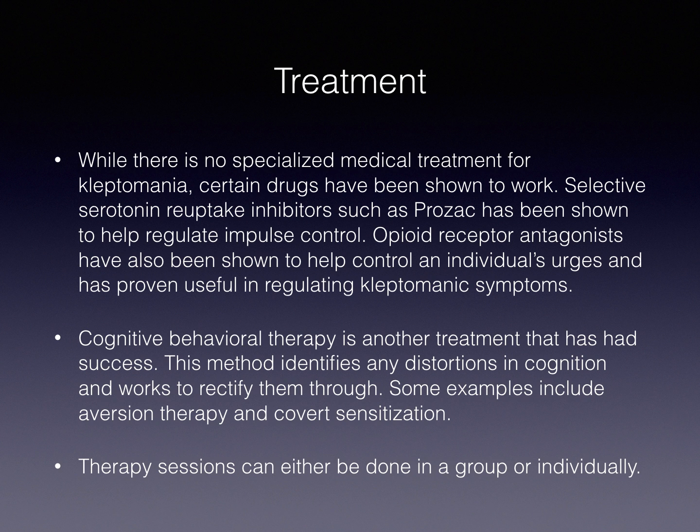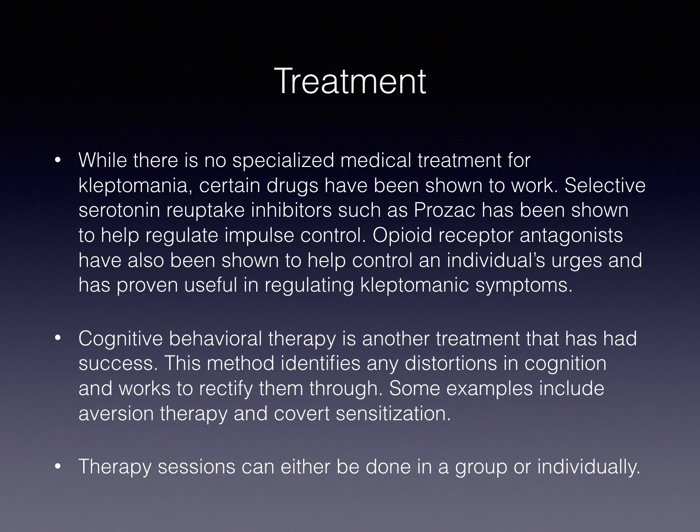So, as I mentioned, there's really no known cause for kleptomania, and that kind of makes treatment difficult. So, a lot of the treatment centers around treating the comorbid aspects of it. So, selective serotonin reuptake inhibitors such as Prozac have been shown to help, and opioid receptor antagonists have also been shown to help control an individual's urges, and it's been useful for kleptomania.